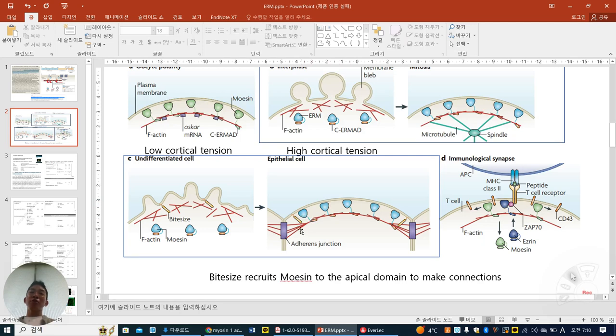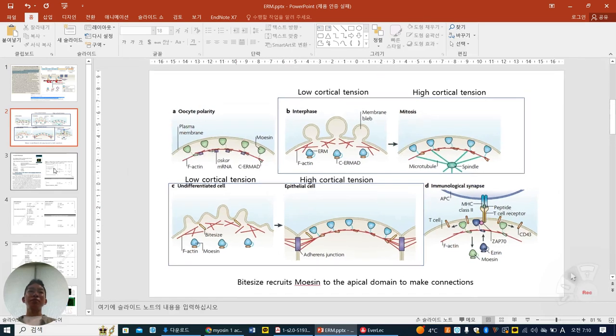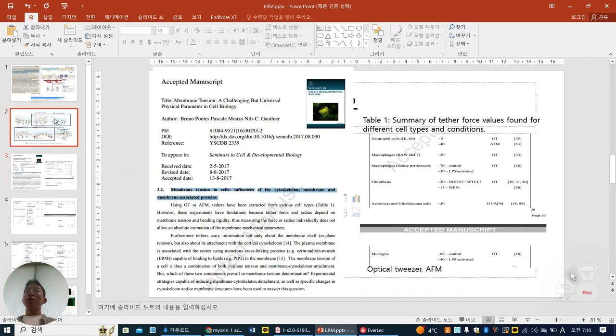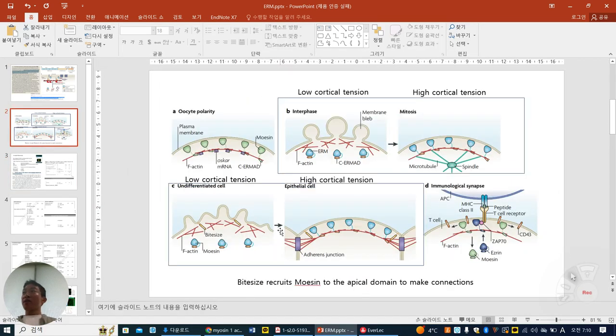So I don't know how this ERM is unfolded. This is because of actin and cell membrane tension, or first they unfold it and then this other structure is stabilized. Maybe I have to study more. It is known to be a phosphorylation. Yes, phosphorylation. If it is phosphorylated, it becomes open. And if it's not phosphorylated, it remains closed.